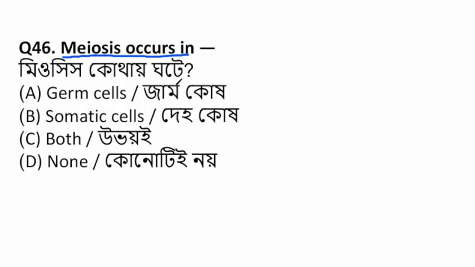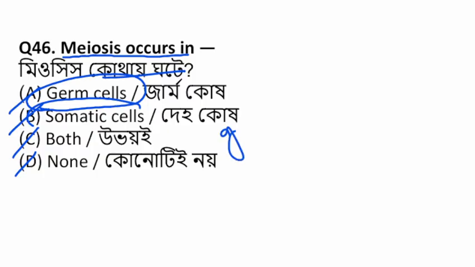Meiosis occurs in. Meiosis কোথায় ঘটে? Germ cell, somatic cell, in both or none of the above. So meiosis basically occurs in germ cell. Germ cell-এর মধ্যে, যেটা গেমেটের মধ্যে. Gamete formation occurs by meiosis.